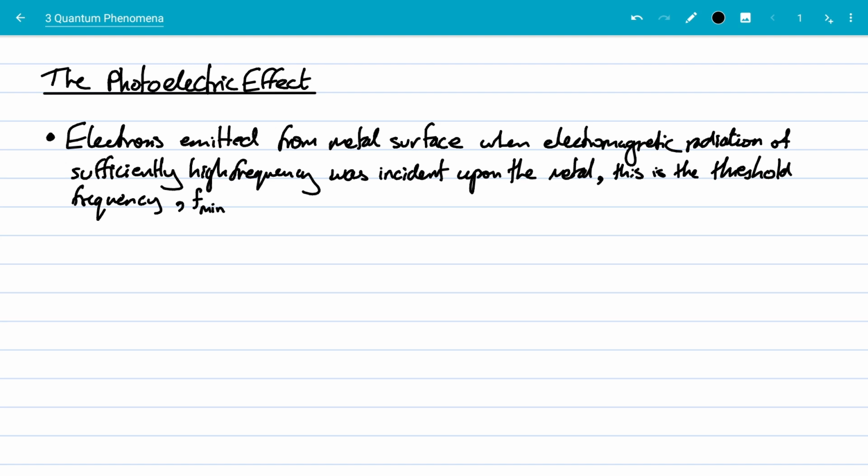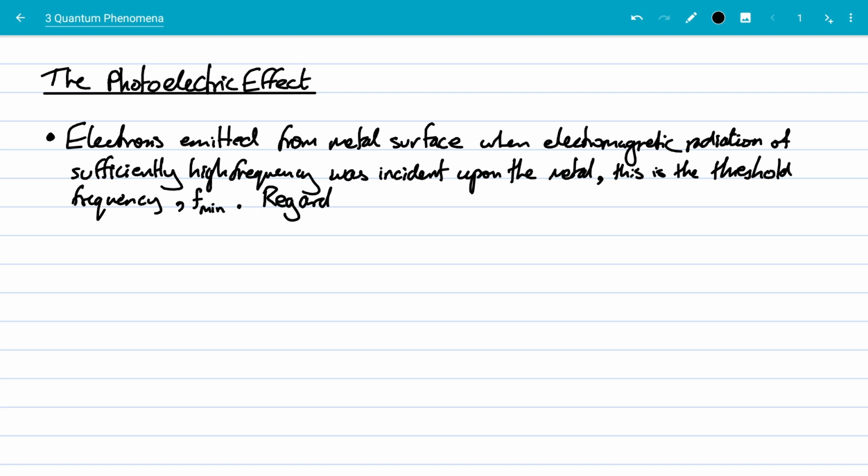Now, this was difficult to explain, because it was understood that light, and any electromagnetic radiation, was transmitted as a wave, and that the amount of energy in that wave was related to the amplitude of the wave. So if I had bright enough light, then I'd be delivering enough energy to get electrons to come out of the metal surface. But here it was discovered that that wasn't the case. So I'm going to make that clear in these notes. Electrons are emitted from the metal surface when electromagnetic radiation of sufficiently high frequency is incident on the metal.